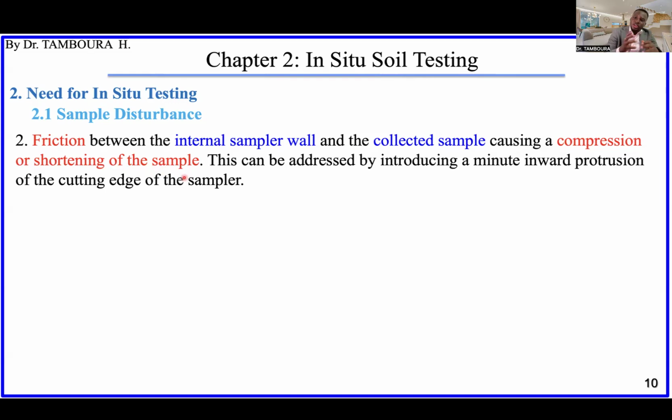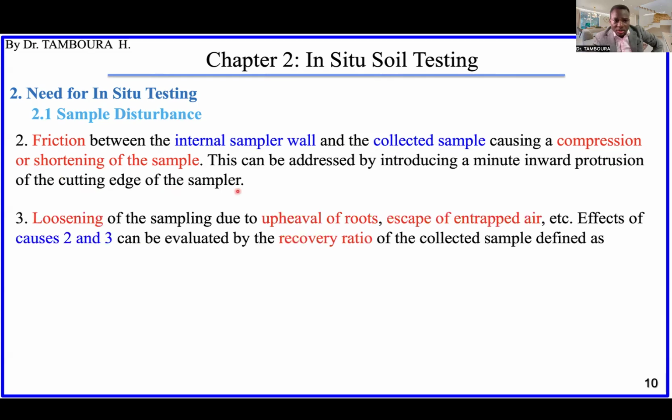That's why if the friction is very high, because this is how it works, you are pushing the sampler into the ground, then the sampler will compact the ground. This issue can be addressed by introducing a minute inward protrusion of the cutting edge of the sampler.